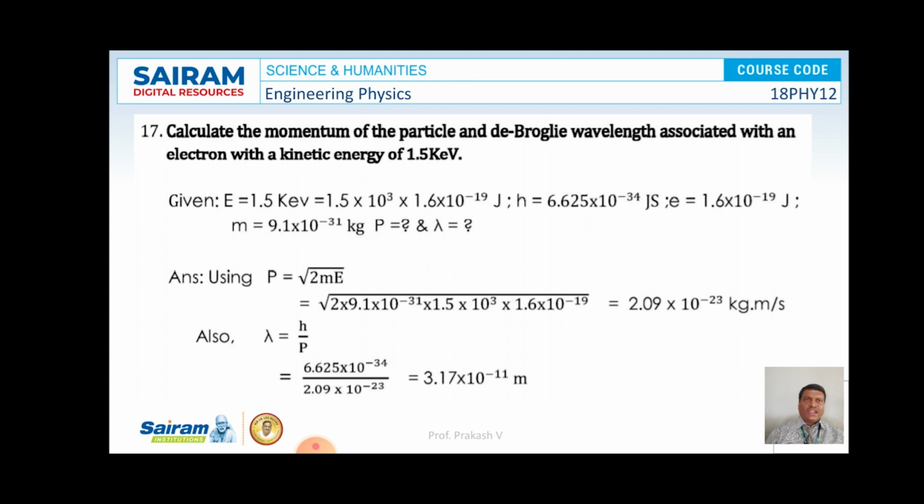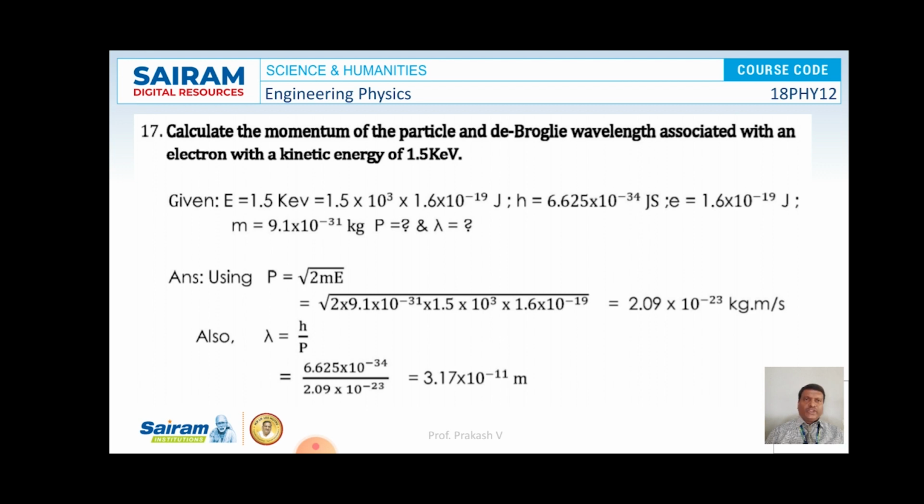The next problem is calculate the momentum of the particle and de Broglie wavelength associated with an electron with a kinetic energy of 1.5 keV. That is E is equal to 1.5 keV or 1.5 into 10 to the power 3 electron volts, that is 1.6 into 10 to the power minus 19, and h is 6.625 into 10 to the power minus 34 joule second, and charge of the electron is 1.6 into 10 to the power minus 19 coulomb, and mass is found to be 9.1 into 10 to the power minus 31 kg. So what is the value of p and lambda here?